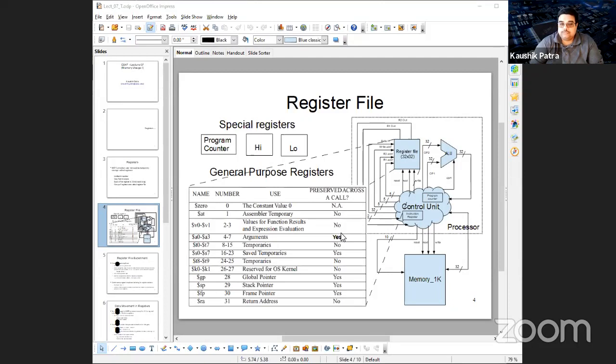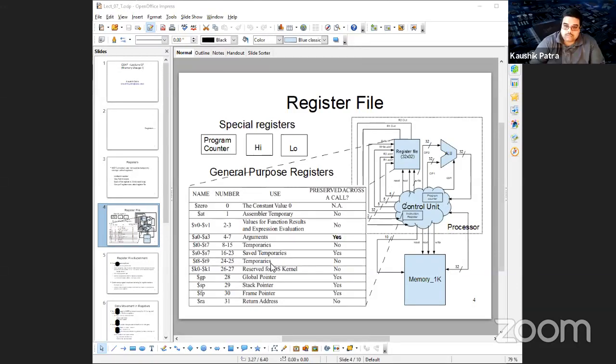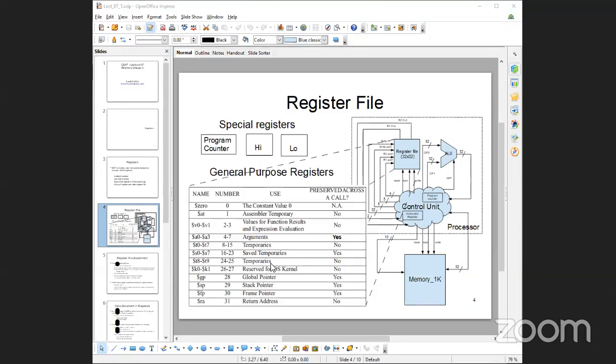Question. Is there a particular reason why T8 and T9 are separated from the others? That's a very good question. I never thought of that. Let me think. Okay, I'll get back to you.